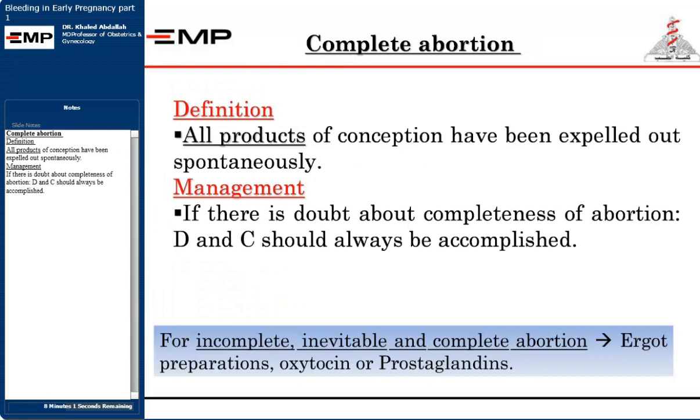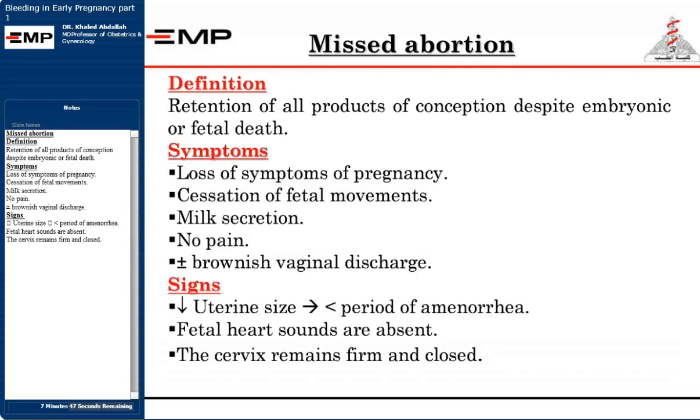Complete abortion. Definition: all products of conception have been expelled out spontaneously. Management: if there is doubt about completeness of abortion, D and C should always be accomplished. Missed abortion. Definition: retention of all products of conception despite embryonic or fetal death. Symptoms: loss of symptoms of pregnancy, cessation of fetal movements.